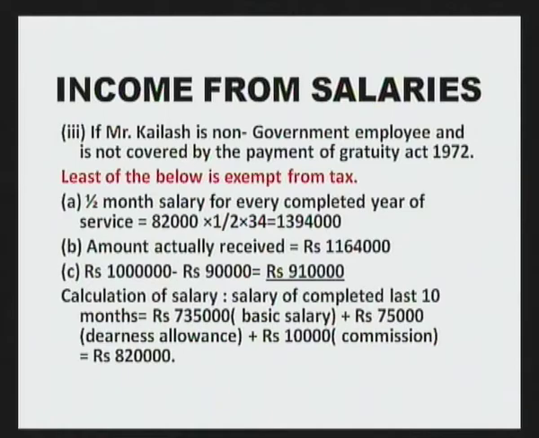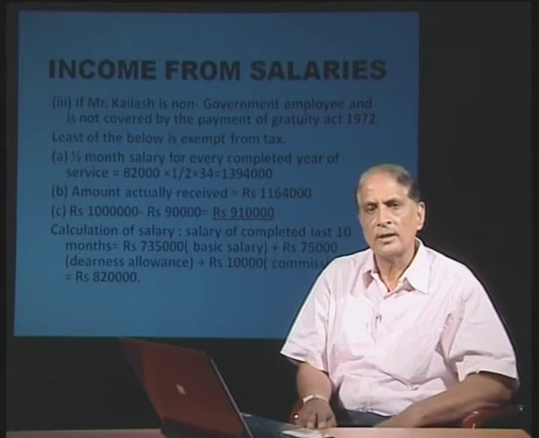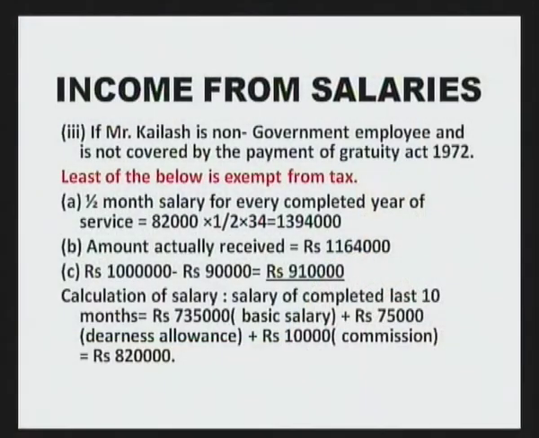Now, for this purpose, so far as the meaning of salary is concerned, salary is the aggregate of basic salary, DA allowance as per employment condition, and commission based on sales. Now, in this problem the basic salary we have taken for 10 months is rupees 7 lakh and 35,000, and 75,000 is DA allowance. This is as per employment condition. At the same time we have taken commission of rupees 10,000 for 10 months. In this way we get the salary of rupees 8 lakh and 20,000 divided by 10, we get average salary rupees 82,000, further multiplied by 1 by 2, again further multiplied by 34, we get 13 lakh and 94,000.